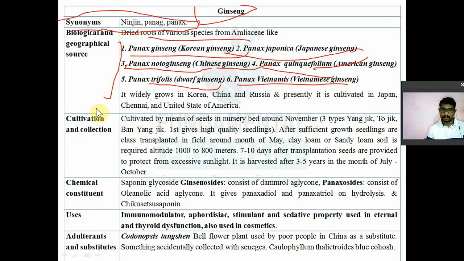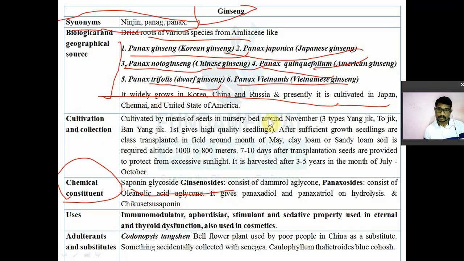It is widely grown in Korea, China, Russia, and is also presently cultivated in Japan, United States of America. Cultivation and collection are not important, leave it. Just directly come to the chemical constituents. So it will have saponin glycosides known as ginsenosides.